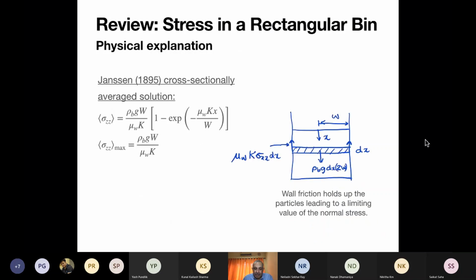And why does this happen? We also did some analysis of that. The reason is that even though the weight is acting down, the weight is carried by the wall friction, which is given by this. So wall friction holds up the particles, leading to a limiting value of the normal stress in the x direction. Okay, so this is the physical explanation that we saw.